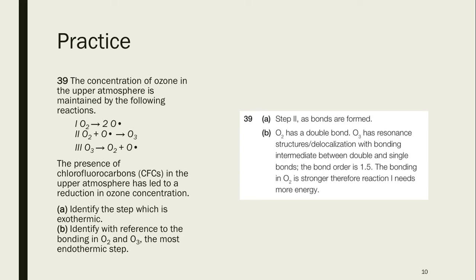For part B, the most endothermic step, you have to think about the bonding within oxygen and ozone. So we know oxygen has a double bond, ozone has a resonance structure with some delocalization, with a bonding intermediate between the double and single bonds. Therefore, the bond order is 1.5. Since the bonding in oxygen is stronger with that double bond, with a bond order of 2, it needs more energy and therefore would be considered more endothermic.